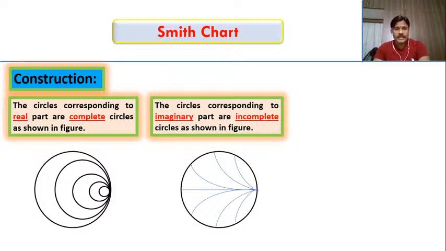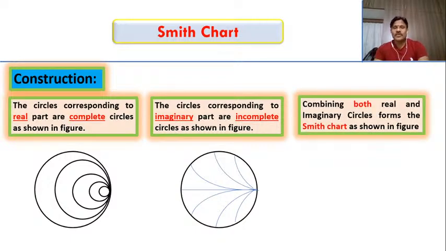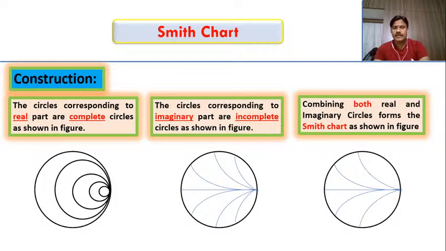If you combine these two, the real part and the imaginary part, by superimposing figure 1 for the real part, the complete circles, and the incomplete circles in figure 2, one onto another, then the combination you get is nothing but a Smith chart like this. Combining both real and imaginary circles forms the Smith chart as shown in the figure. First I am drawing the unit circle, then the incomplete circles for the imaginary part, then the complete circles for the real part. So this is the complete Smith chart.